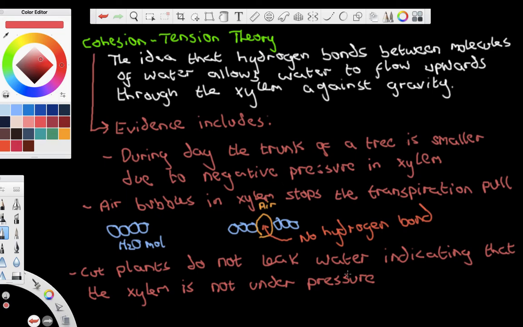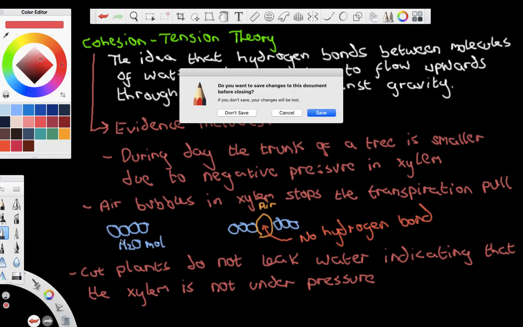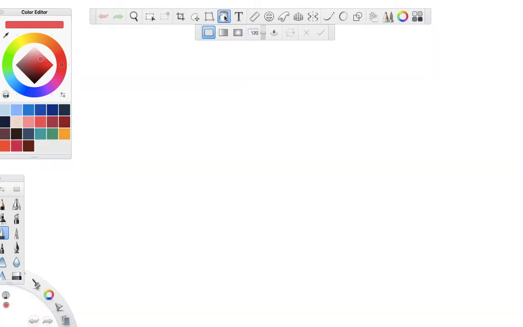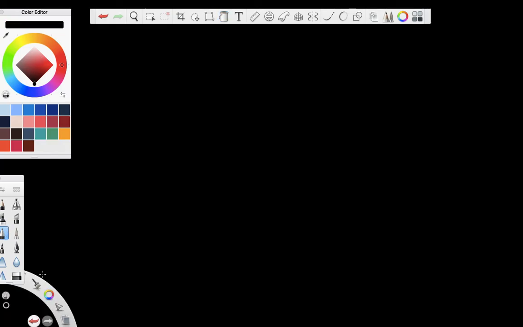So we've spoken thus far about the loss of water from a leaf. We've spoken about how that loss of water is replaced by water being drawn up the xylem. The final part we need to talk about is how water moves into the root. So if we can refresh this, change this back to black, as always, and I want a white pen.